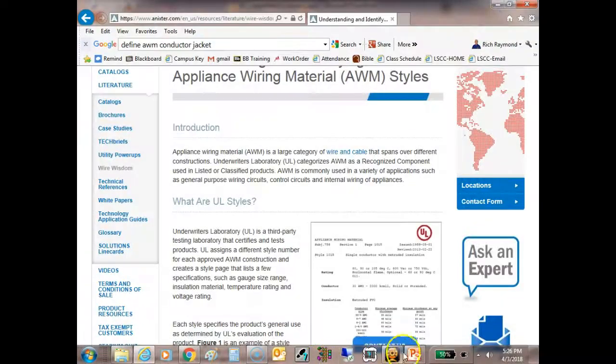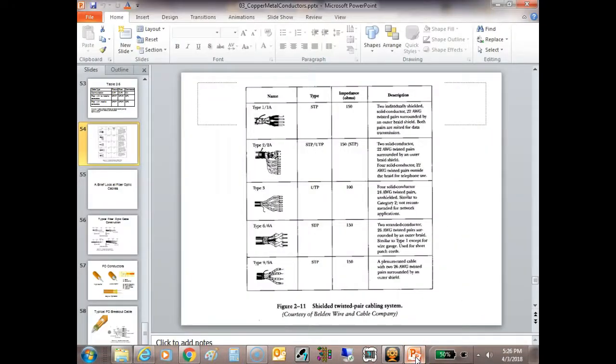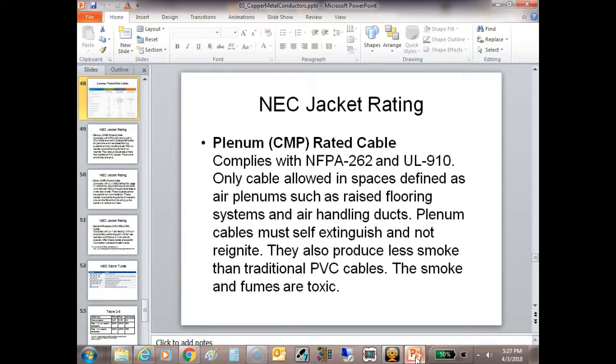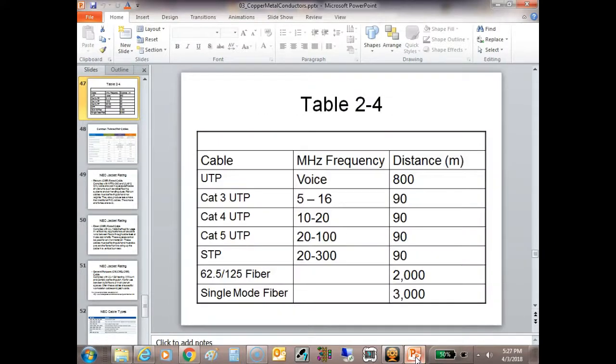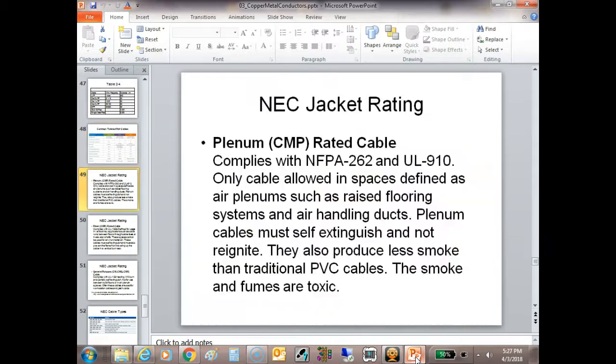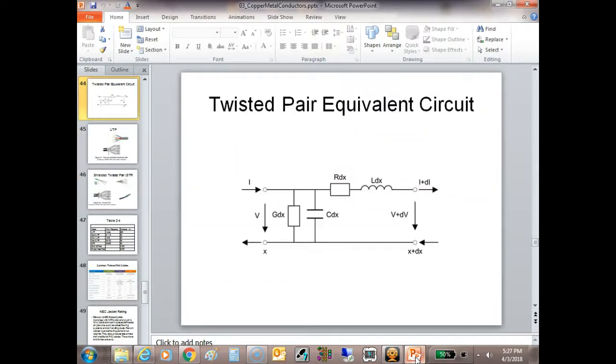About. I don't know why. I don't remember talking about it in the last presentation. And there was the different types of jackets that you have. And we looked at it.